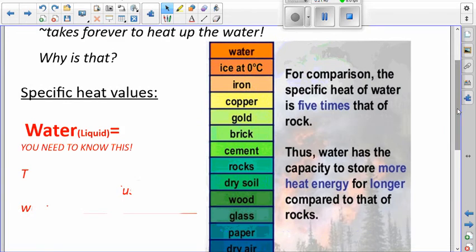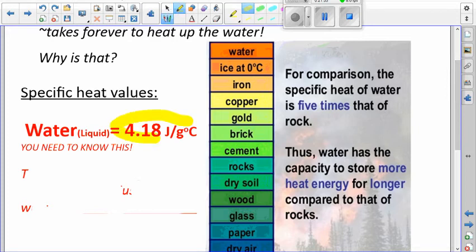Water's heat capacity, write this down, is 4.18 joules per gram degrees Celsius. 4.18. I'm going to say this number like 12 times right now to burn it into your brain.